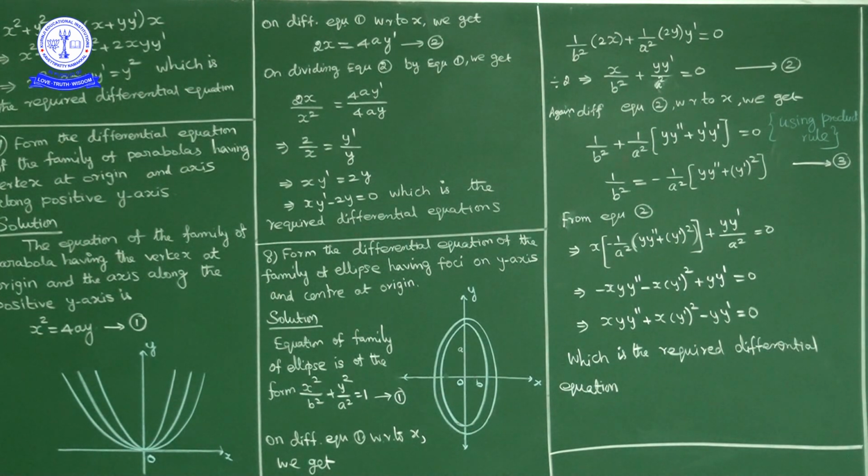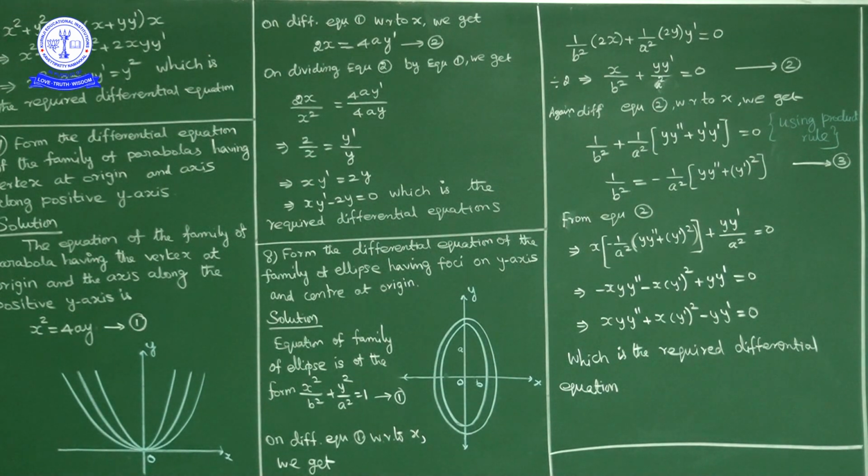Okay, here the question is: form the differential equation of the family of ellipses having foci on the y-axis, center at origin. So the family of ellipses is x square by b square plus y square by a square is equal to 1. Here a and b are two arbitrary constants. We have to eliminate these two arbitrary constants.